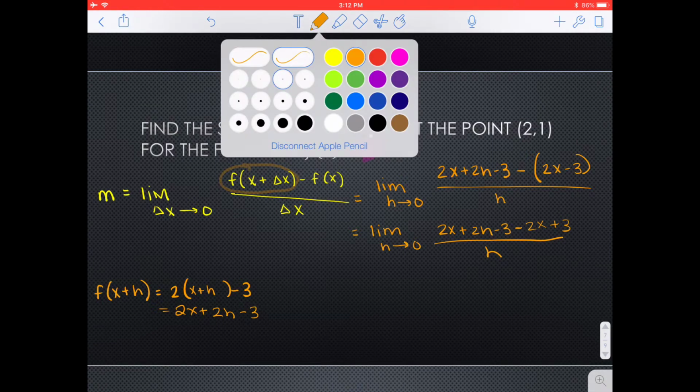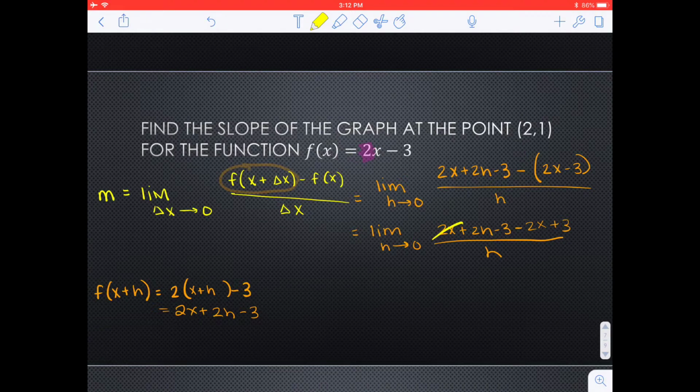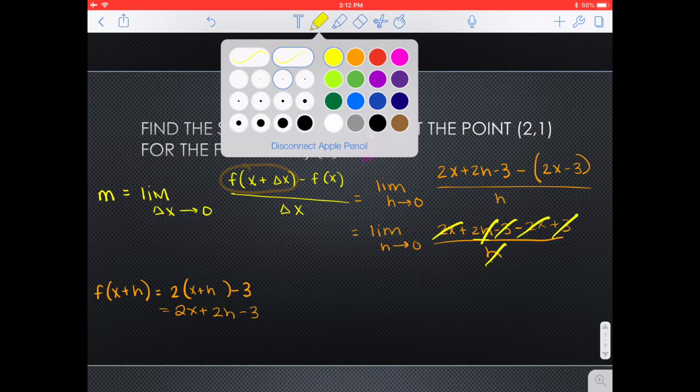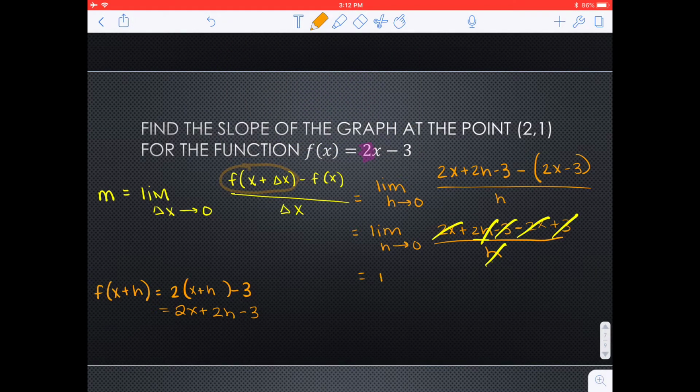And I'm going to see what things cancel out. And so my 2x and 2x go away. My minus 3 and my plus 3 go away. And now all I have is my 2h over my h. And so the h and the h cancel each other out because it's just a monomial term. So I am left with the limit as h approaches 0 of 2. And we've learned a limit property that says anytime you are finding the limit of a constant term, it is just equal to 2. And so now that I have gotten the value of my slope, I am all done.